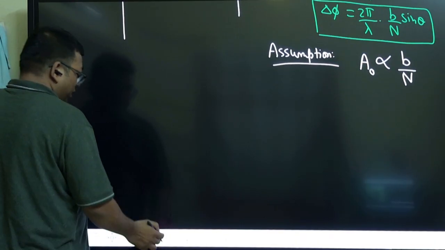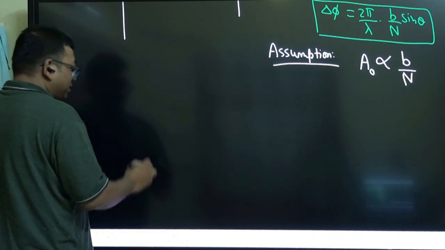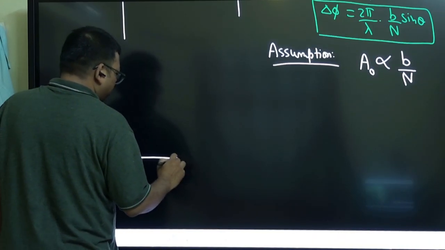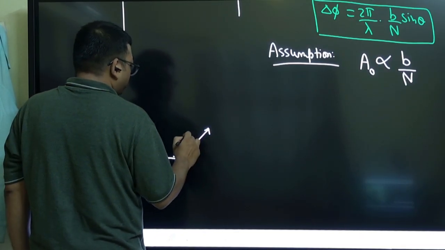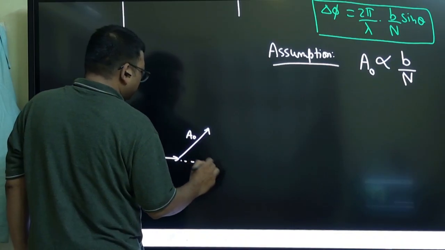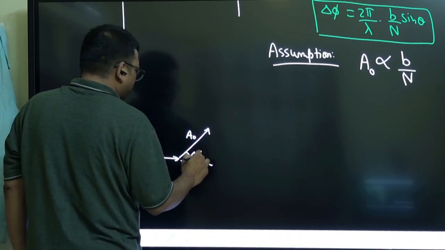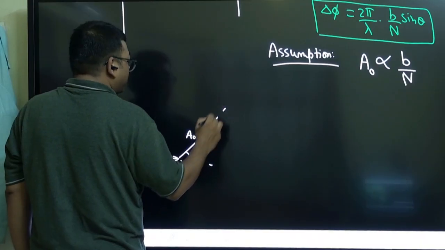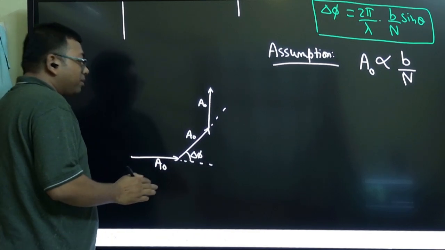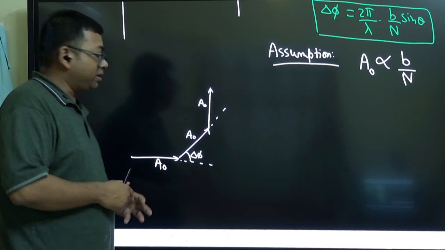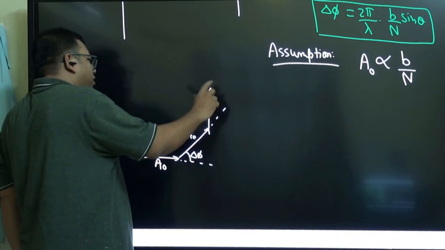First, note that I want to add this amplitude. This amplitude is A naught. Then this amplitude is A naught. Note that each of them has the same phase difference of delta phi. Then from this direction we have another next wave with amplitude A naught. It's like a polygon law. We are going to apply that.